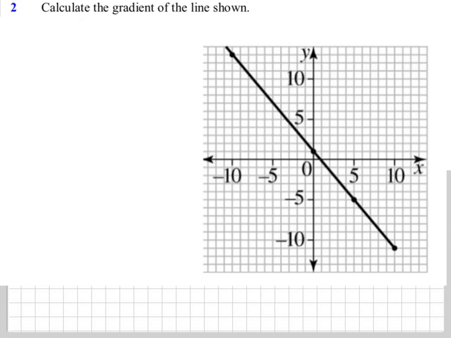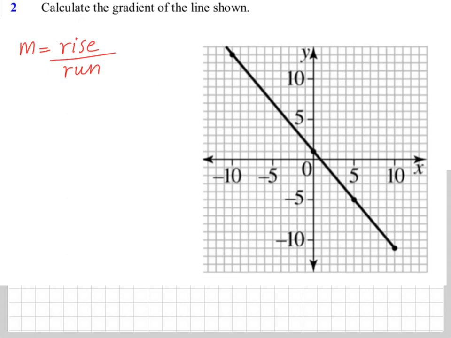Graph of this. Well, before we do that, we need to know what the formula is to determine the gradient. So the formula for gradient is m is equal to our rise over our run. So let's find out what our rise is.